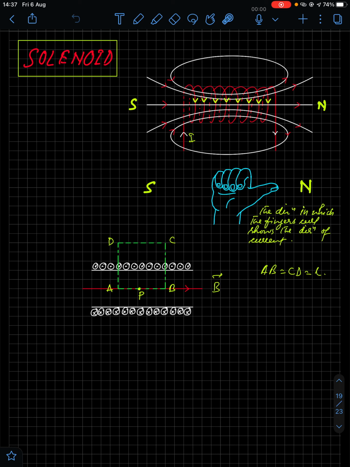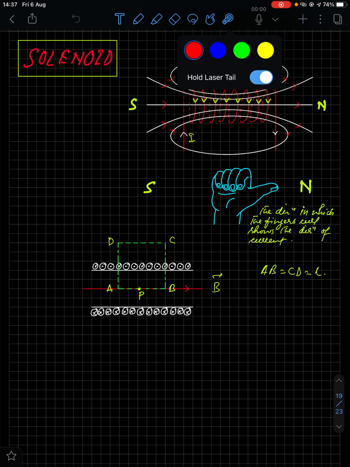So, solenoid. What is a solenoid? A solenoid is a cylindrical coil. So when you have a wire wound in the form of a spring, what you get is a solenoid. You call this a solenoid. Now you can see these dotted lines are behind the page. Again, this is a 3D figure. Now current is entering through this end.